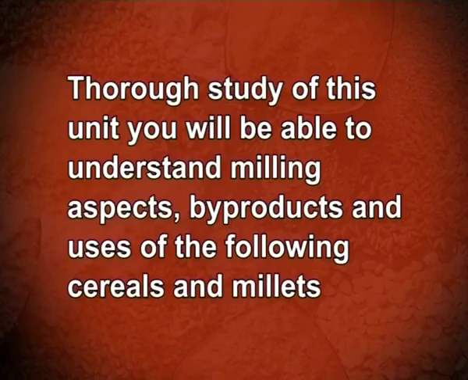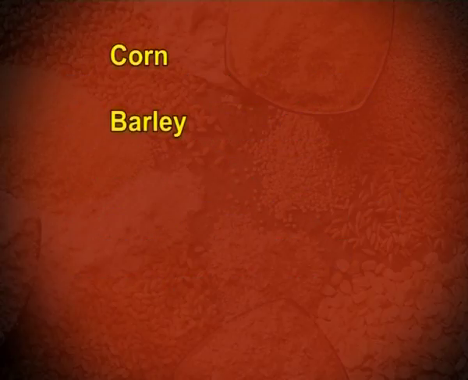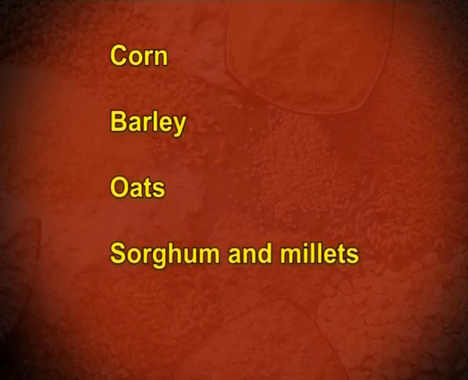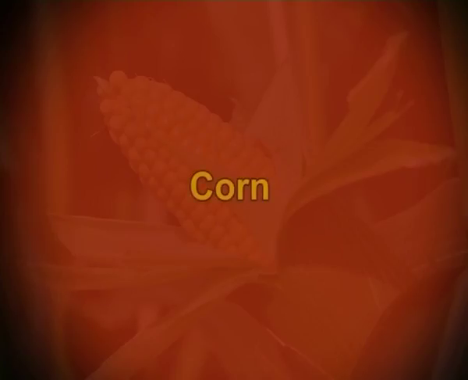In this chapter, the variety of cereals and millets, milling and byproducts are presented. Through study of this unit, you will be able to understand milling aspects, byproducts and uses of the following cereals and millets: corn, barley, oats, sorghum and millets, rye and triticale. Now first coming to corn.